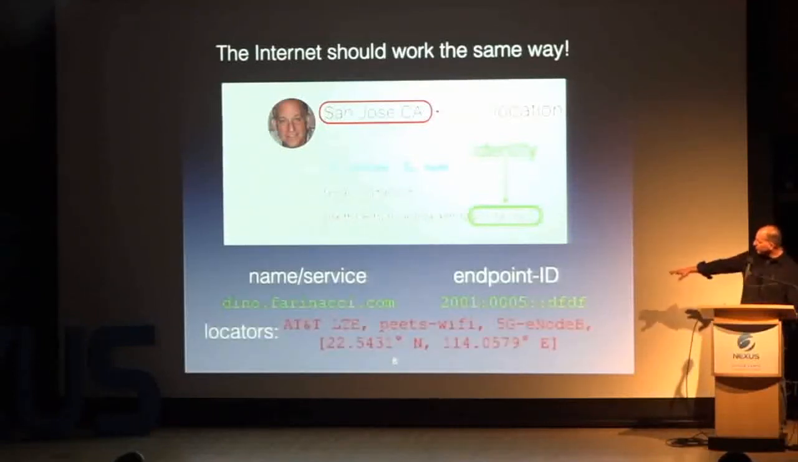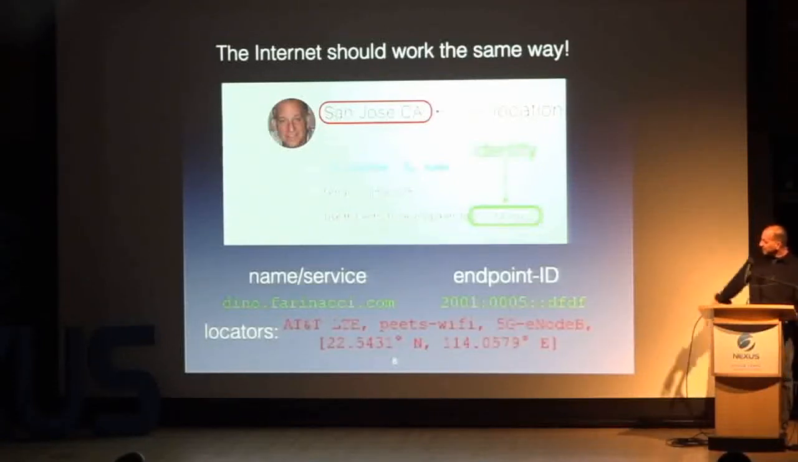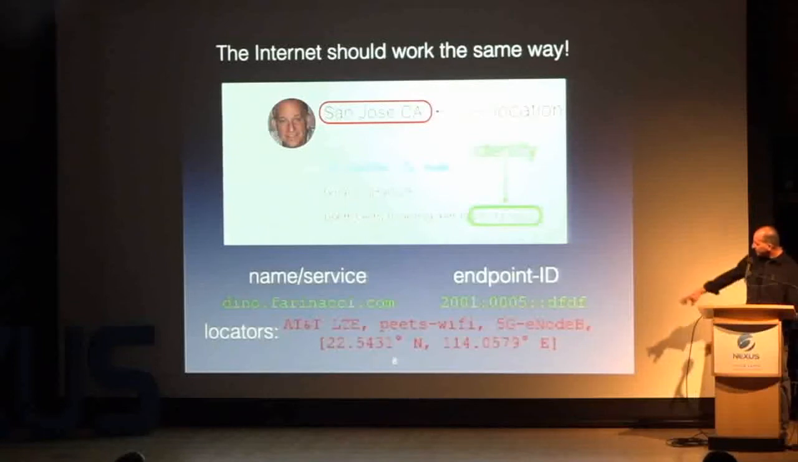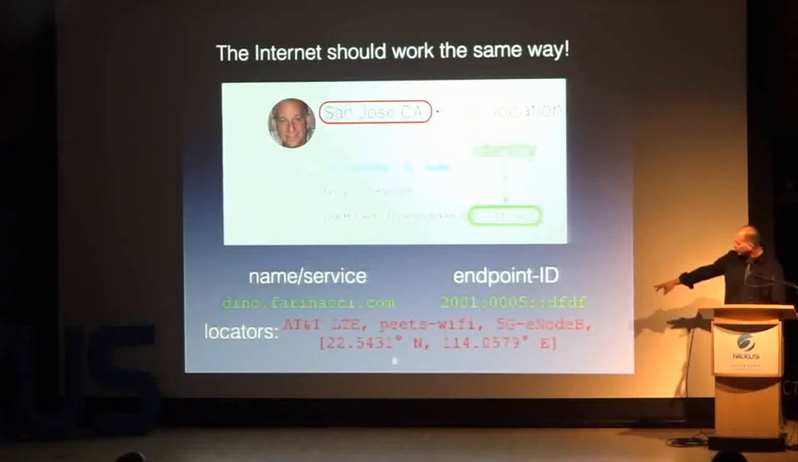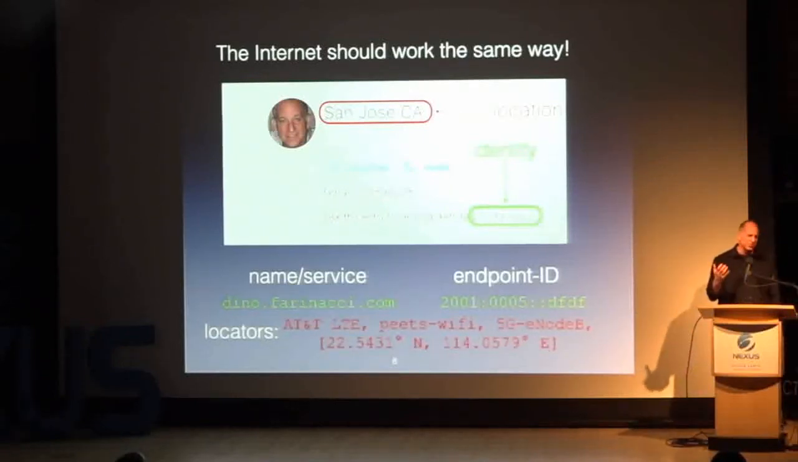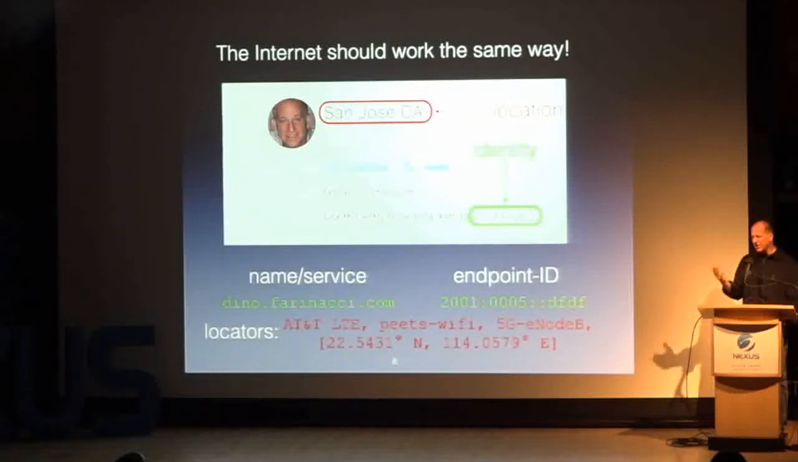So maybe this endpoint ID is an IPv6 address. And maybe it maps in a mapping database to an AT&T LTE interface, maybe a Wi-Fi access point at Pete's, maybe a 5G eNode B in the cellular network, and maybe there are geocoordinates associated with it. Now if this endpoint ID has that kind of locator set, that means it's multi-homed. We know all our phones have multiple radios, so they have connections to all of them. By the way, we should use all those connections.